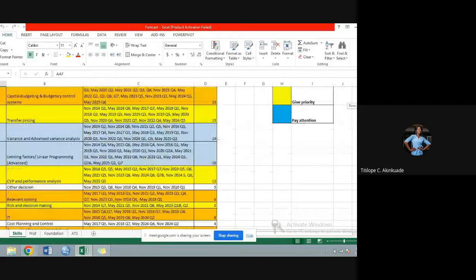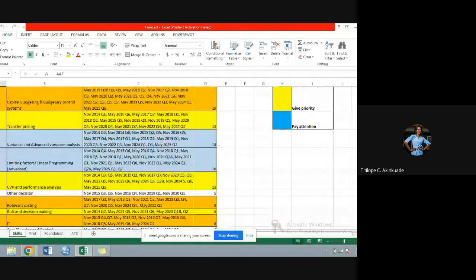Once you're done with the ones in gold, you move to the ones in yellow, starting with transfer pricing. Transfer pricing was examined last in May 2024, as you can see on the screen. We have May 24, November 22, November 21, November 20, May 20, entire diet 20, entire diet 19, entire diet 18, and May 17, 16, and November 14. It was last examined in May 24, and it's quite probable. I'm very careful about my use of words: quite probable in November 2025.